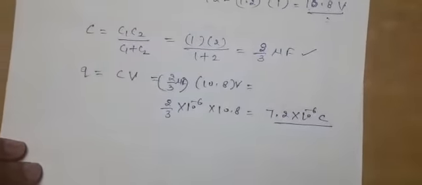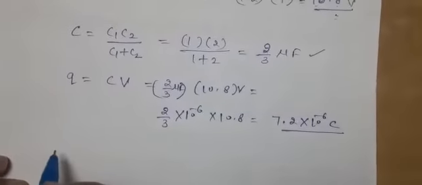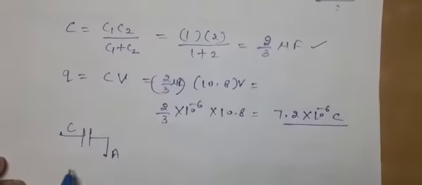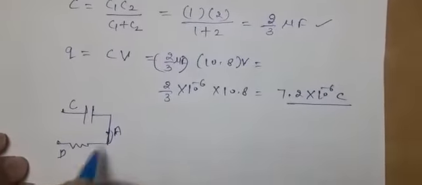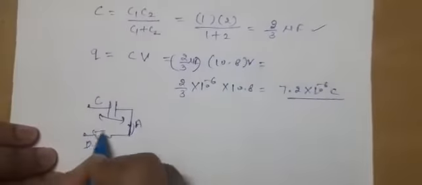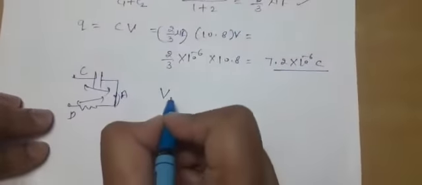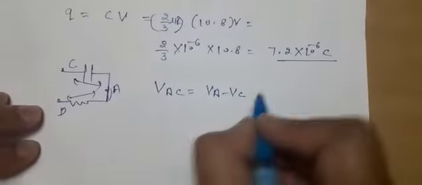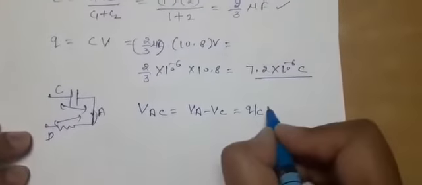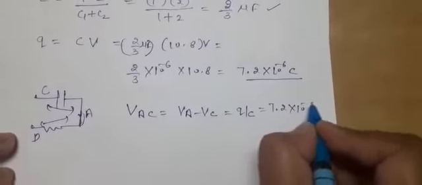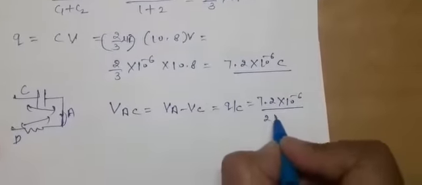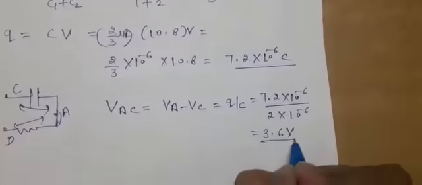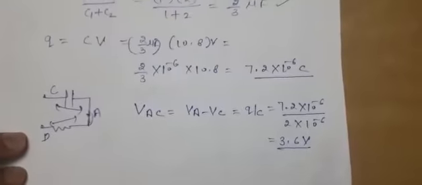So now what is the use of calculating the charge? Because we have to find the potential difference between C and D. Here is point C, this is A, and here is point D. First of all we can calculate the potential difference between A and C. This will be VA minus VC, which is equal to Q upon C. As the charge is 7.2 times 10 raised to the power minus 6 and the capacitance is 2 times 10 raised to the power minus 6, the potential difference comes out to be 3.6 volt for the 2 microfarad capacitor.